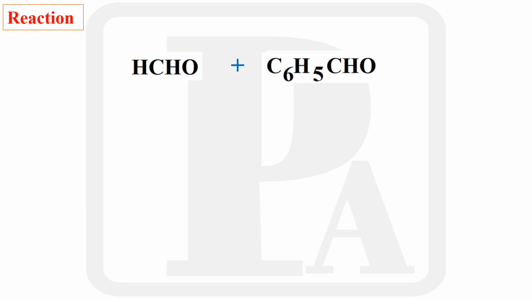Now we'll see the reaction for crossed Cannizzaro reaction. So here we have taken two different aldehydes. One is formaldehyde, another one is benzaldehyde. Here this undergoes auto-redox reaction in the presence of concentrated alkali. We are getting two products. One is the oxidized product, another one is the reduced product.